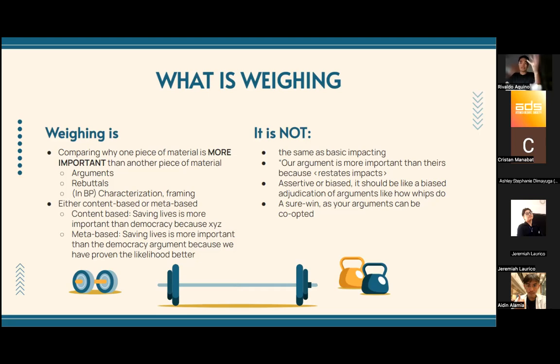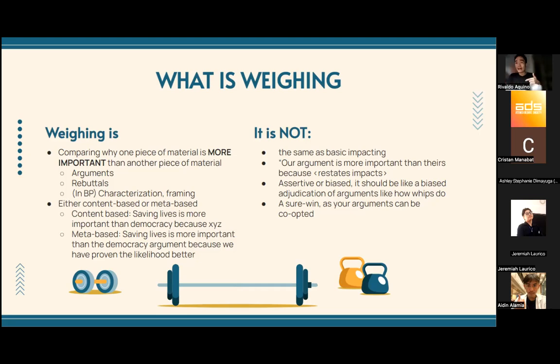A good example is, let's say you're weighing the argument where the impact is you save more lives, or you have another argument where you uphold democracy better, or you have better representation, better choice, versus saving more lives. The way you would weigh that based on content is by saying that saving lives is more important than democracy because it leads to XYZ. Because lives are valuable versus XYZ. Because democracy is not that valuable relative because of XYZ. But an example of a meta-based weighing would be saying that the saving lives argument is more important than the democracy argument, because based on how the round went, we proved the likelihood of saving lives more important.